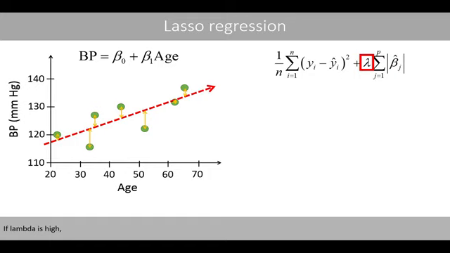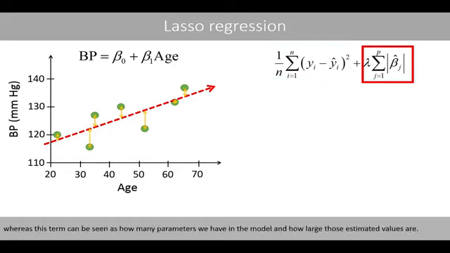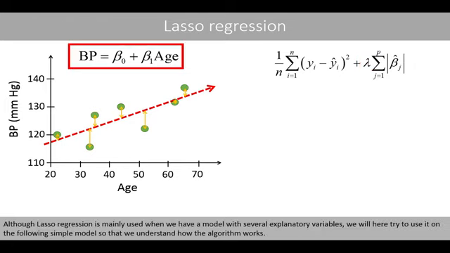If lambda is high, the value of this term will be much bigger compared to the value of this term. This term can be seen as how good a model fits the training data, whereas this term can be seen as how many parameters we have in the model and how large those estimated values are. Lambda determines which of these two terms is most important when minimizing the function.